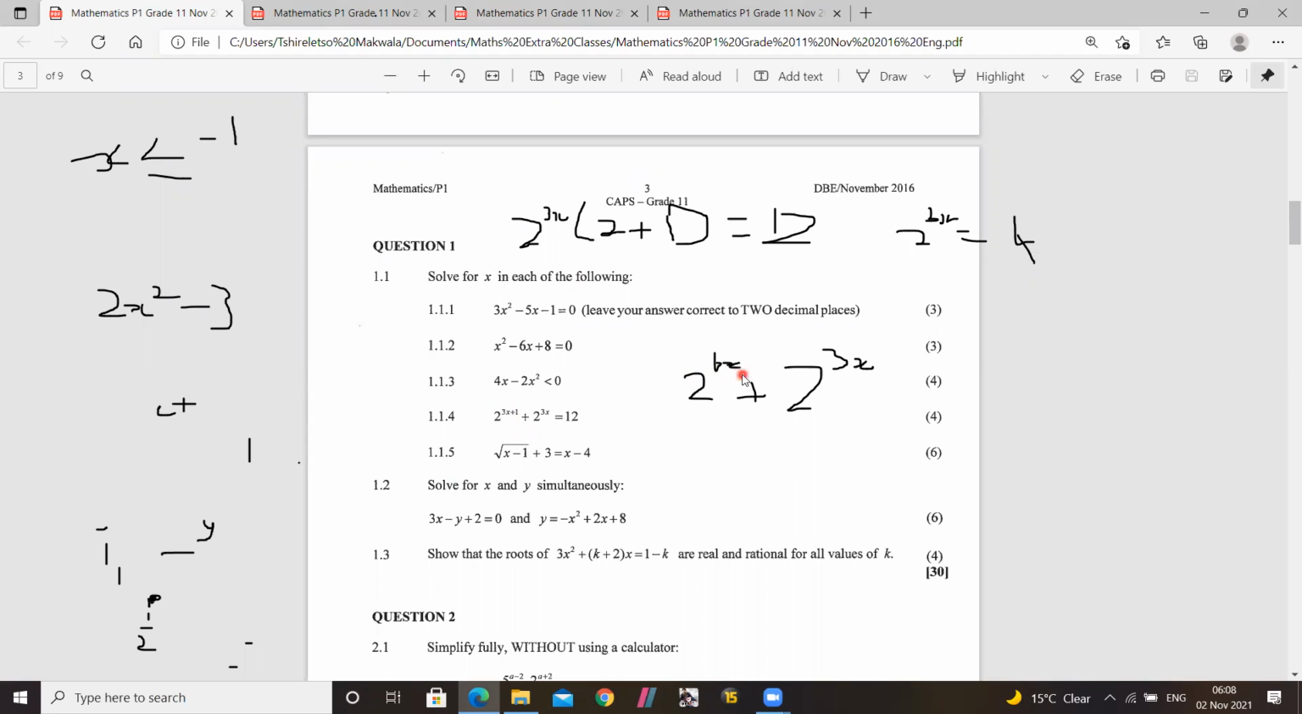Let's say 2 to the power of 6x and 2 to the power of 3x. Then you're going to use a let type of question. Let me show you what I mean and why you use it. Do you see 2 to the power of 3x is a common factor here? Do you agree? I get 2 to the power of 3x, then plus 1.